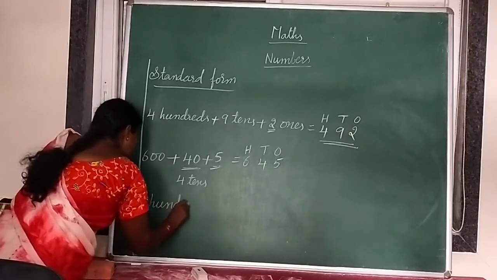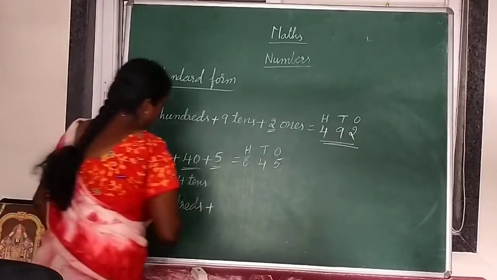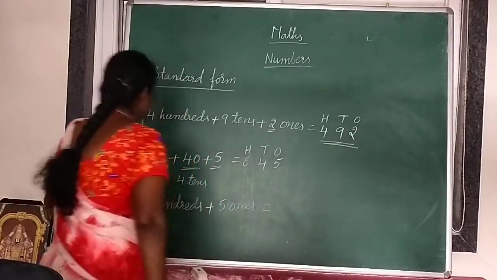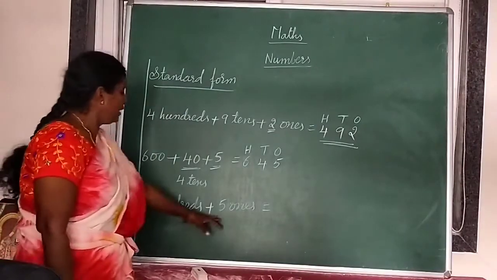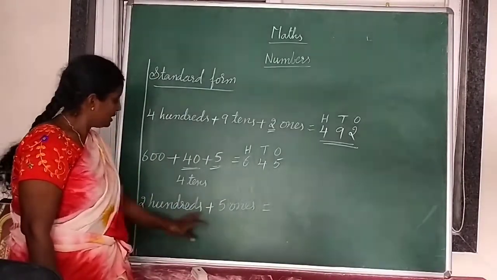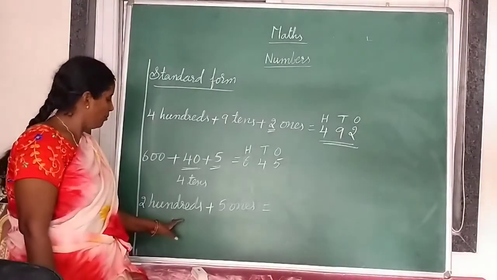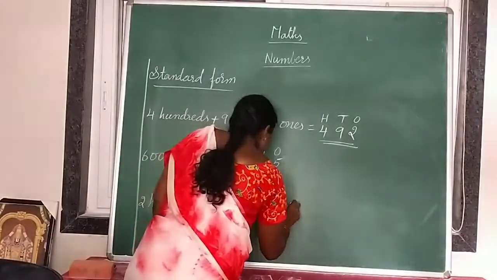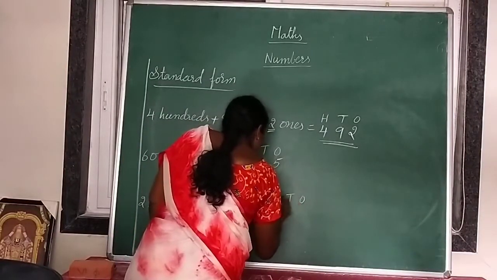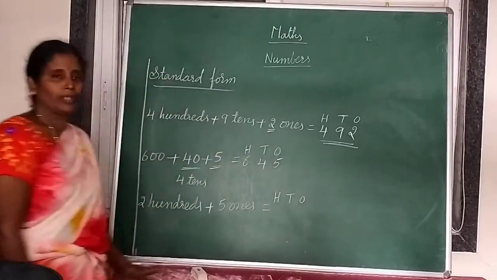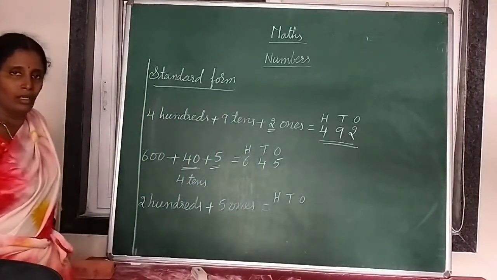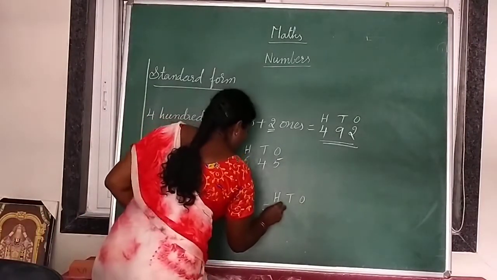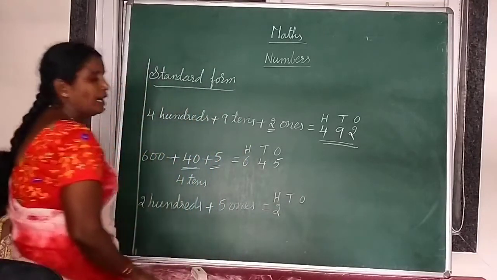Next, 200 plus 5 ones. 200s plus 5 ones. So write in standard form. Write this expanded form into standard form. So to write in standard form, first we have to write the place values. Ones place, tens place, hundreds place. How many hundreds are there? 2 hundreds are there. So we should write 2 under hundreds place.